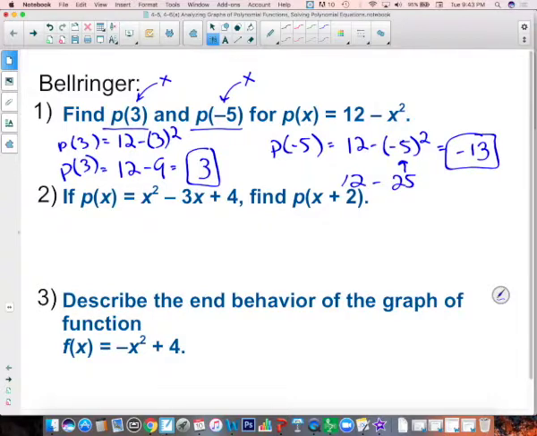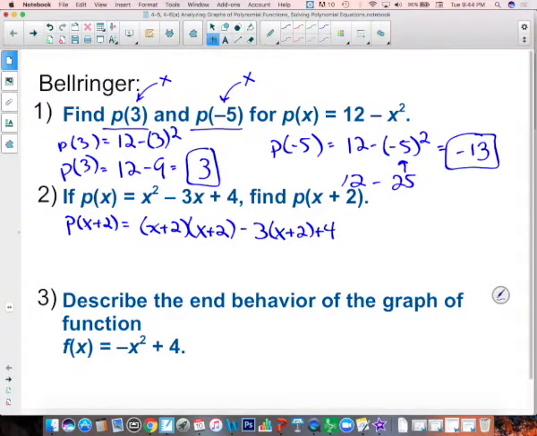Now, second one here is function notation again. But now we are plugging in a binomial to that polynomial. Okay, so we're plugging in x plus 2. So that will look like this. P of x plus 2 equals x plus 2, x plus 2. You could have written x plus 2 squared, but I'm saving some time here and just writing out x plus 2 twice because you have to FOIL it. Minus 3 times x plus 2 plus 4.